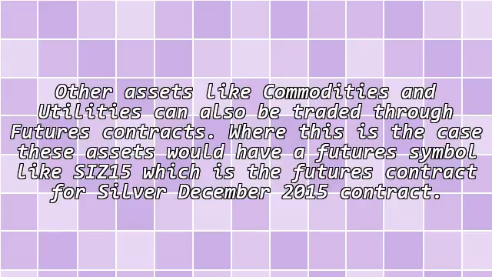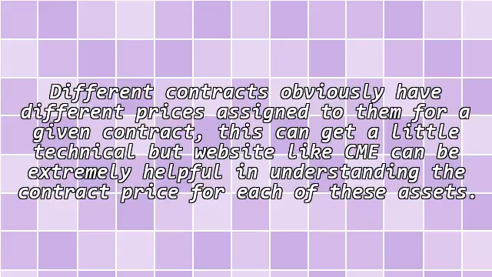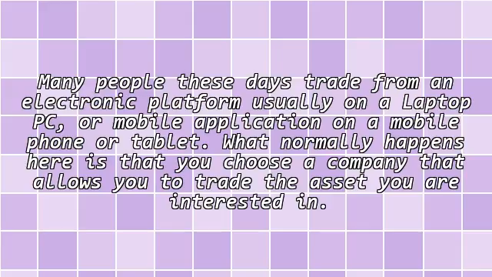Other assets like commodities and utilities can also be traded through futures contracts. Where this is the case, these assets would have a futures symbol like SIZ15, which is the futures contract for silver December 2015 contract. Different contracts obviously have different prices assigned to them for a given contract. This can get a little technical, but websites like CME can be extremely helpful in understanding the contract price for each of these assets.